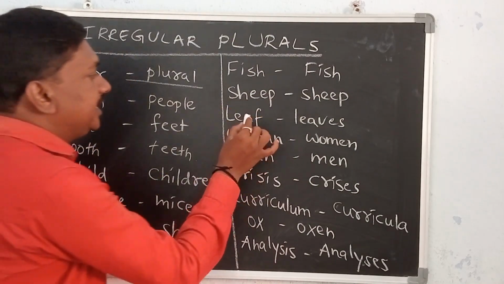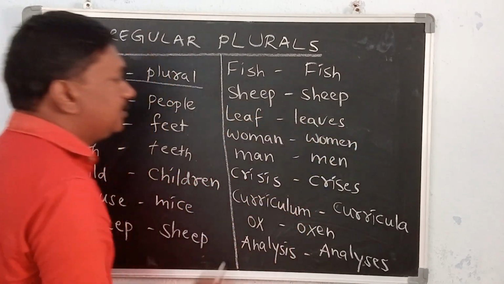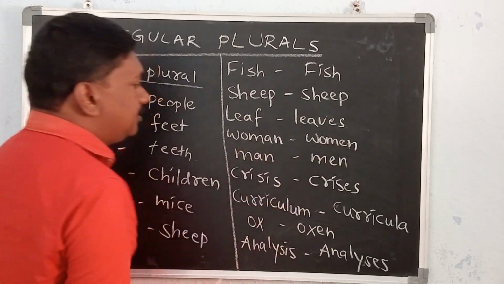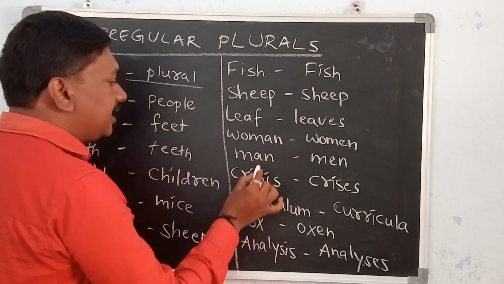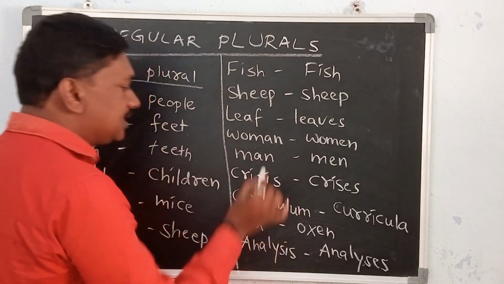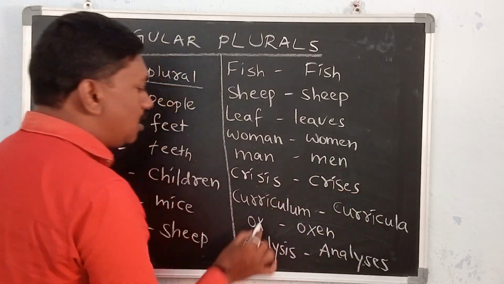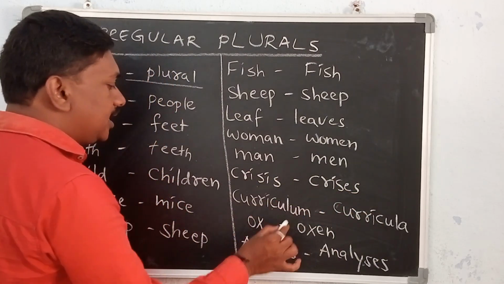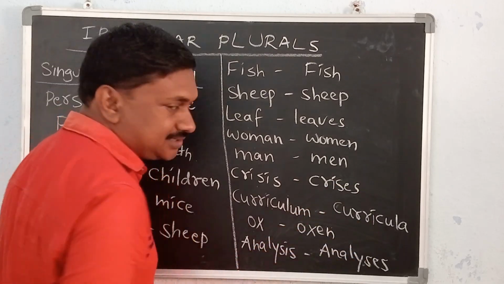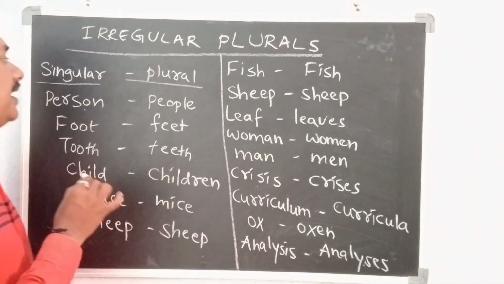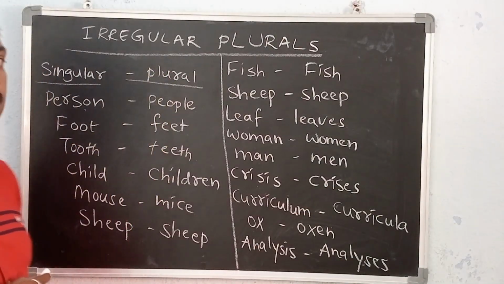Sheep, okay. Then leaf, leaves. Woman, women. Man, men. Crisis, crises. Curriculum, curricula. Ox, oxen. Analysis, analyses. Okay, these are a few examples of irregular plurals.